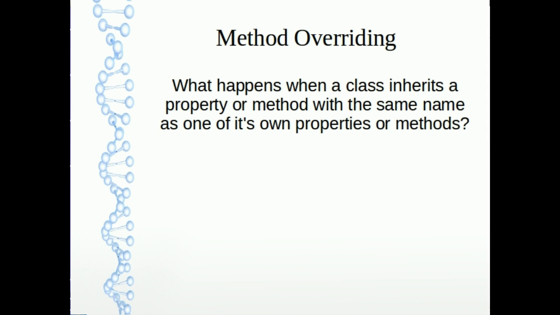Method overriding can be best understood as the answer to the question, what happens when a class inherits a property or method with the same name as one of its own properties or methods?